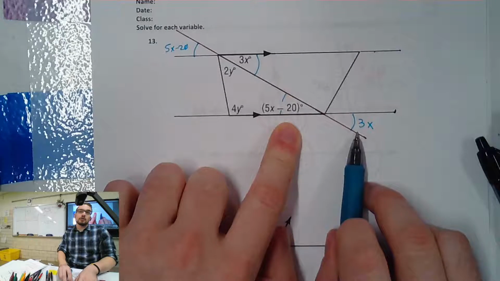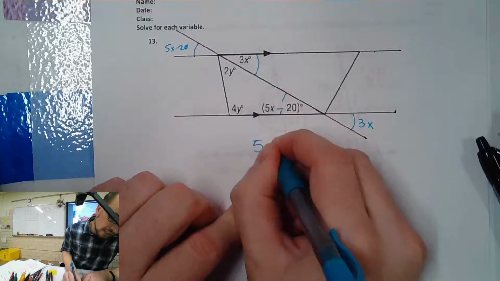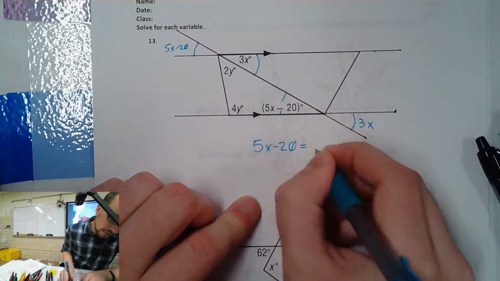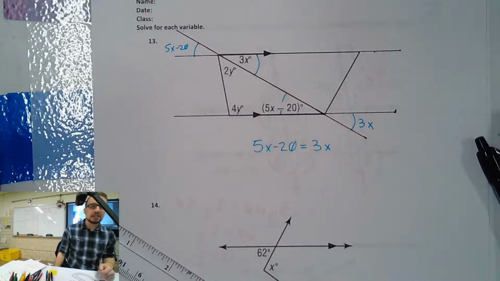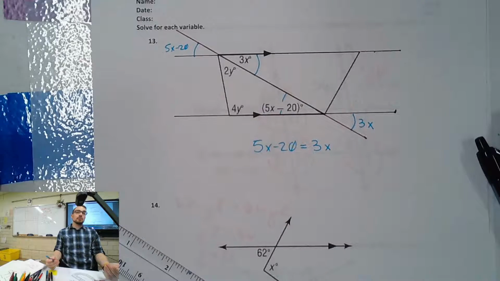They're the same, right, by vertical. So that means I can do 5x minus 20 equals 3x. They do not sum to 180. They're the same thing, right? They're not a linear pair. And this is not only a true statement, but it is helpful because we have one variable for one equation.